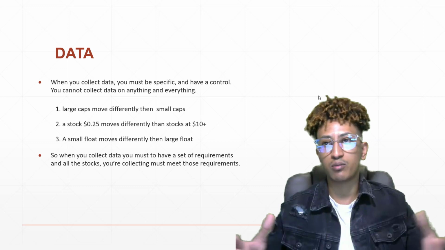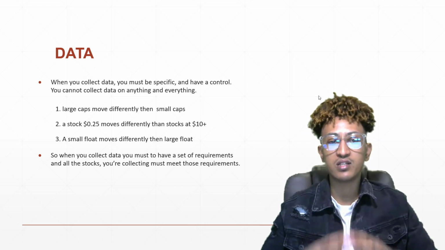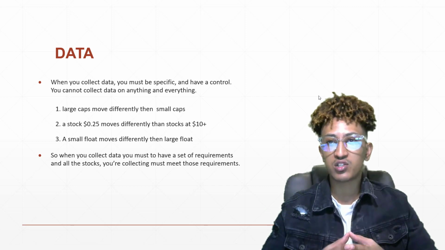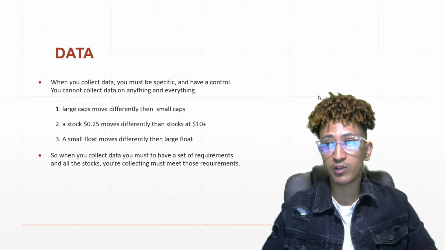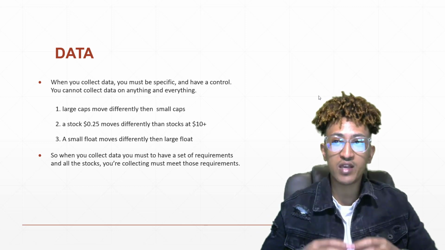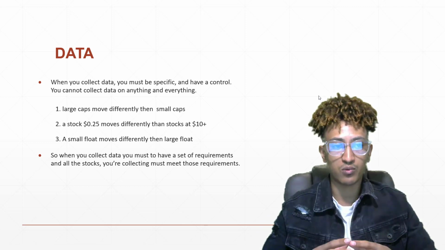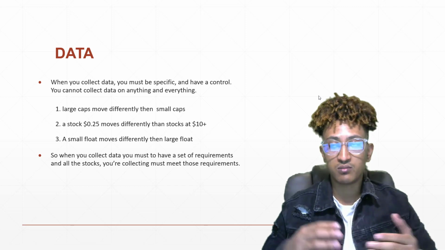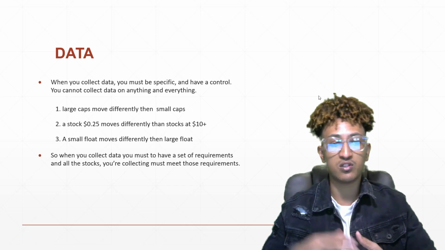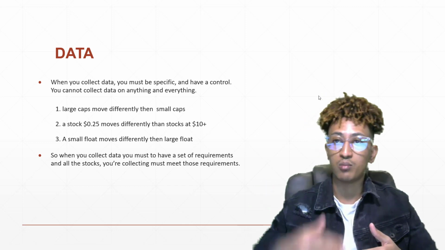Right? Now let's talk about data. When collecting data, you need to be very specific, right? You need to have controls. You cannot just collect data on anything and everything that moves, or else your data will be loosey-goosey. There's no point. And the reason you need to be very specific is pretty simple. We know large caps trade differently than small caps. We know a stock at 25 cents trades differently than a stock above $10.